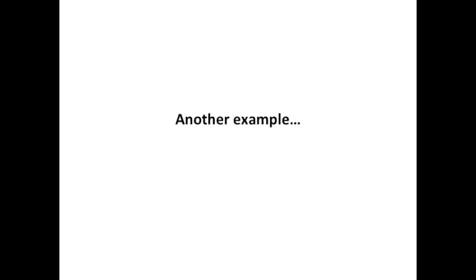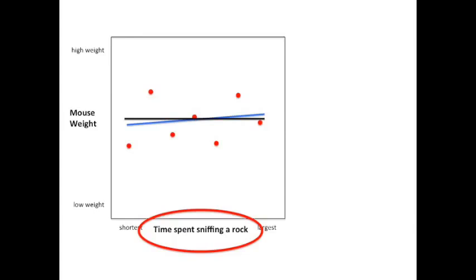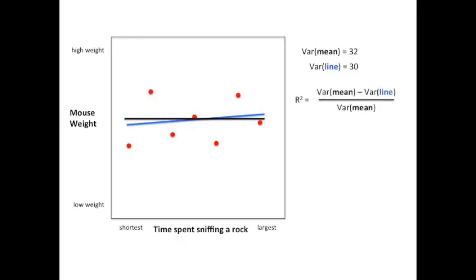Here's another example. In this example, we're comparing two possibly uncorrelated variables. On the y-axis we have mouse weight again, but on the x-axis we now have time spent sniffing a rock. Like before, we calculate the variation around the mean, and just like before, we got 32. However, this time when we calculated the variation around the blue line, we got a much larger value, 30.